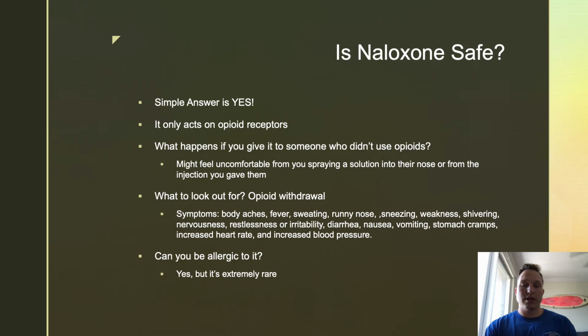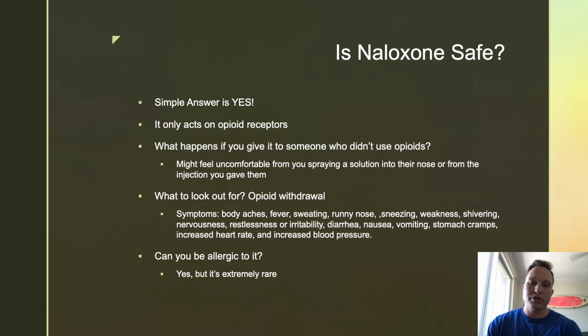All right, so is naloxone safe? Yes. Like I mentioned before, all it does is act on those opioid receptors. So if you give it to someone that is not going through an opioid overdose, all it is going to do is make them feel uncomfortable that you're spraying something up their nose or giving them an injection, because all it's doing is acting on those receptors. It's not causing anything. The only thing you do have to look out for is opioid withdrawal.